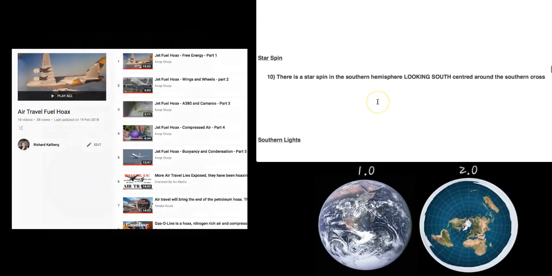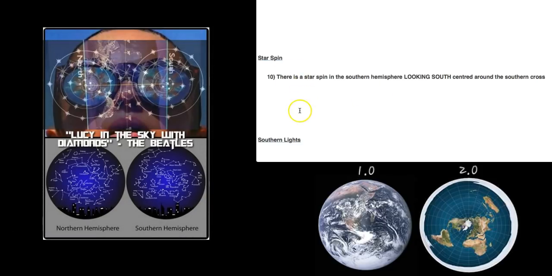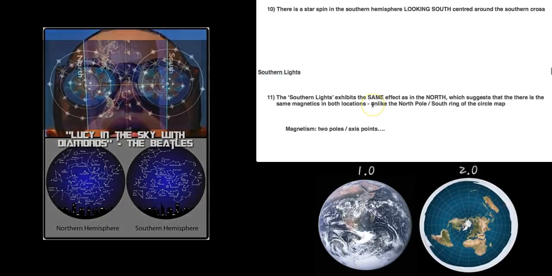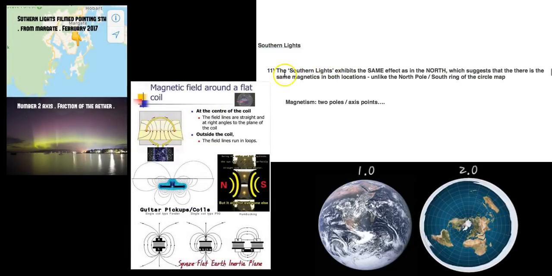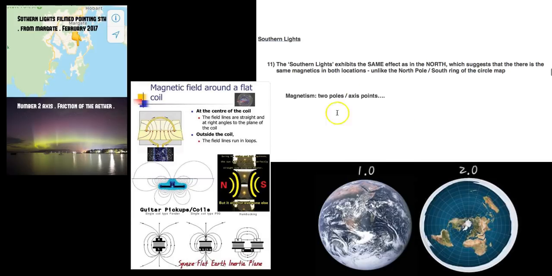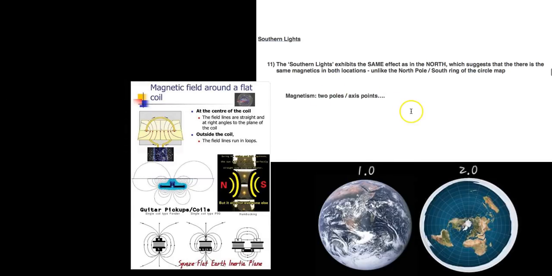We discussed flights a little bit, with different technology that might be used to manipulate flight routes. We saw star spins. We saw southern lights, how there's the same behavior of southern lights and magnetic effects in the skies in the southern and northern hemisphere, which suggests 2 axis points, which we'll get into in another video.